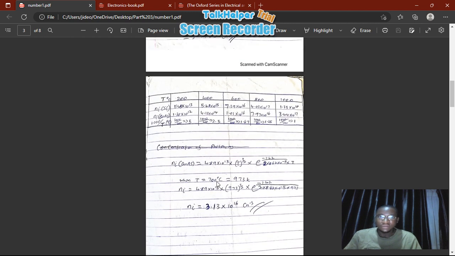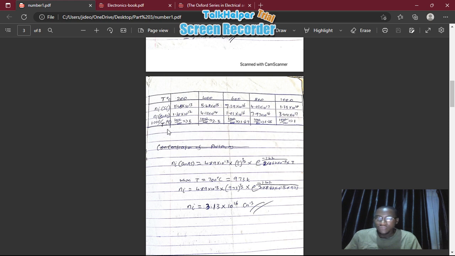For us to be able to plot the graph, we have to make a table for our variables. We have a column for temperature in degrees Celsius, then the intrinsic concentration for silicon, the intrinsic concentration of gallium arsenide, while this is 1000 over T.